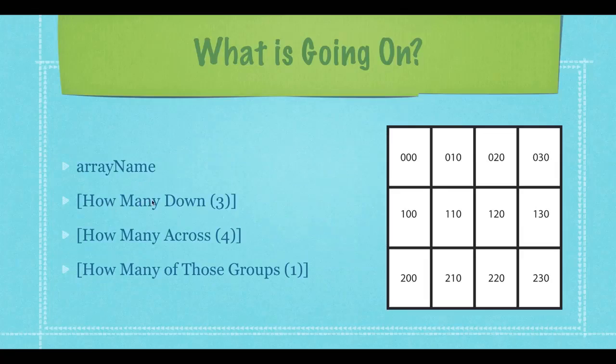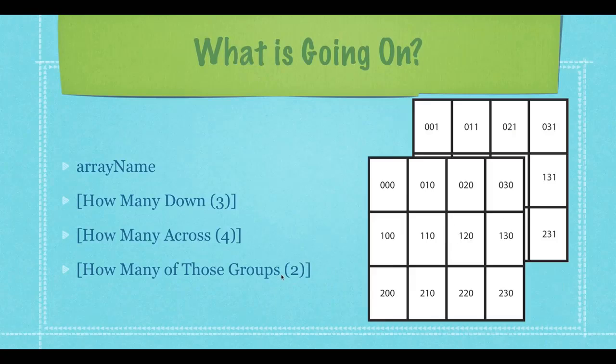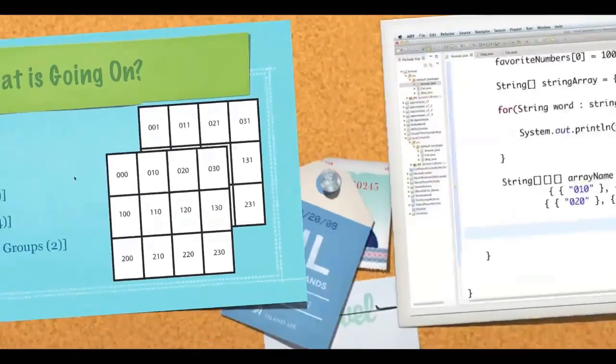So how many down for the first one? That's going to be 1, 2, 3. See, down. The next box is going to be how many across? 4. 1, 2, 3, 4. And then the last one is how many of those groups. Well, in this situation we have 1. In this situation we have 2. As you can see, there's 2 and there's 2. Okay, so hopefully multi-dimensional arrays make sense now.